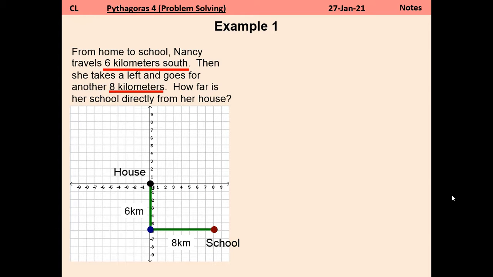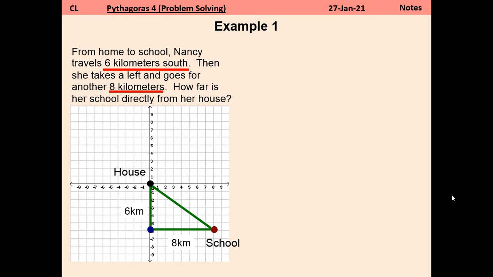Then the question says, how far is her school directly from her house? So of course it's asking us to work out what that side is there. Does that make sense? If it's directly from a house, then we want to know the distance from the house to the school on a straight line, basically, without making any turns left or right. So what is that rule there?